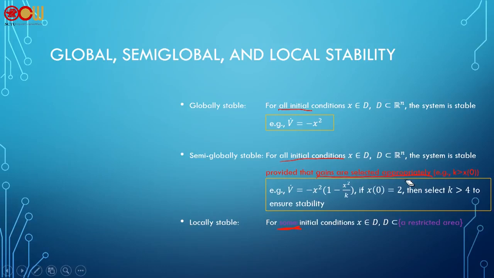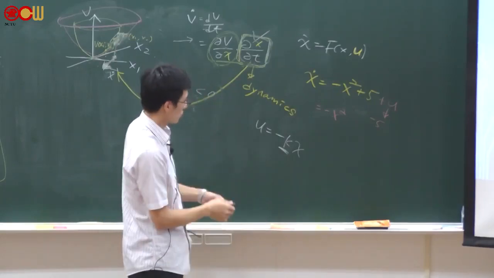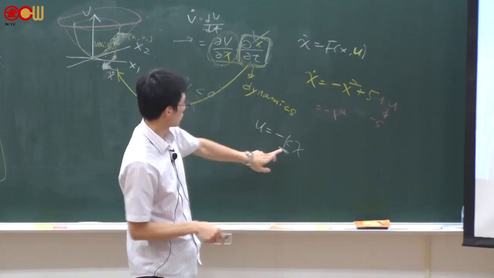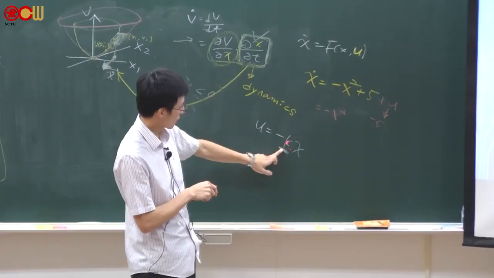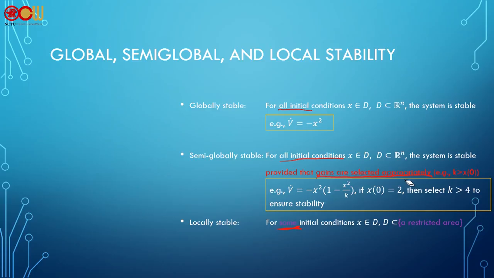For semi-global, the example is this one. Okay, k is the control gain, which is the parameter you can select. This k is in the control. You can select whatever k you like. In this case, as long as the part inside the bracket is greater than 0, V dot is negative. To ensure this is positive, it depends on the initial condition of x.